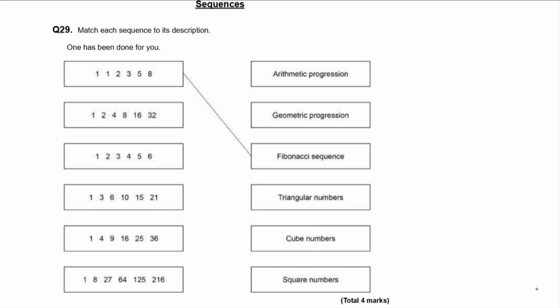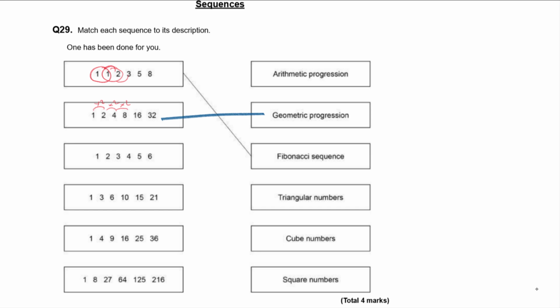So match each sequence to its description. One has been done for you. So we've got 1, 1, 2, 3, 5, 8. That's the Fibonacci sequence, isn't it? Where each term is the sum of the last 2. So there we go. Next one, I've got 1, 2, 4, 8, 16, 32. Now that's like a power sequence, like powers of 2. So I think this one is going to have a common ratio. It's times 2 each time, so times 2, times 2, times 2, which makes it a geometric progression because that's the one that has a common ratio.